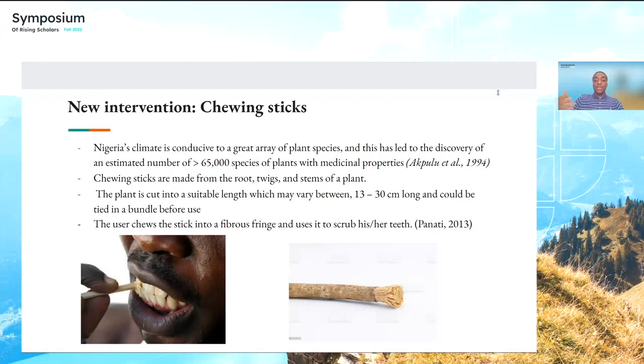So chewing sticks are essentially made from the roots, twigs, and stem of a plant, and they can vary from around 13 to 30 centimeters long and are tied in a bundle. How it's used is basically how you use your toothbrush. The only difference is that there isn't a toothpaste that comes with it. So essentially you just chew either end of the stick and you use it to brush your teeth, as you can see in the picture here.